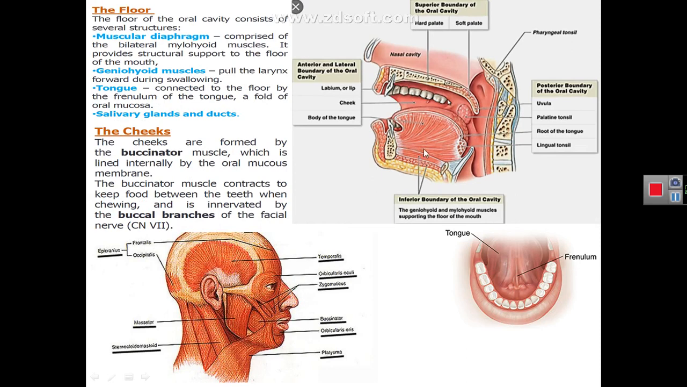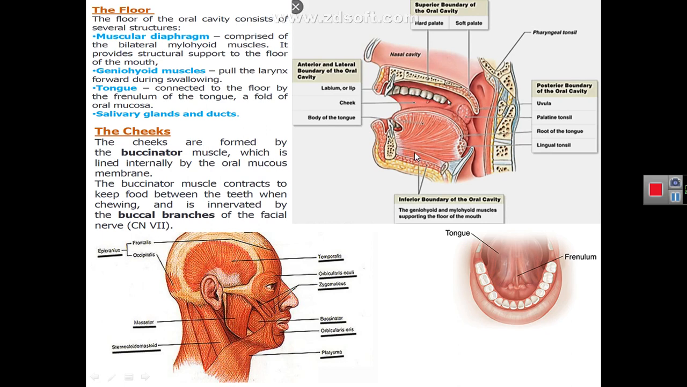Regarding the floor of the oral cavity proper, it is formed of many layers of muscles. Starting from the most superficial is the mylohyoid muscle, which acts as a diaphragm closing the floor of the mouth. Deeper to the mylohyoid is the geniohyoid muscle. The name geniohyoid indicates that it is attached to the hyoid bone and also to the genial tubercle on the inner surface of the mandible below the incisor teeth. Here we have a genial tubercle giving attachment to the genioglossus muscle and the geniohyoid muscle, and so it is called geniohyoid because it extends from the genial tubercle to the hyoid bone.